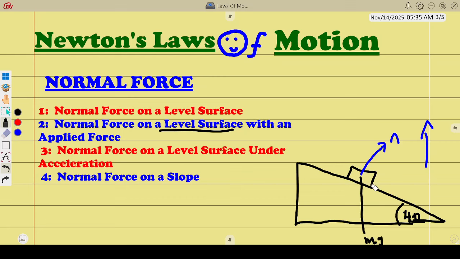So we have to resolve this mg in two components. Yeah, so we're going to have a force going straight, and then a force coming down. So at this point, this 40, it is the same with the 40 which is there. Yeah.